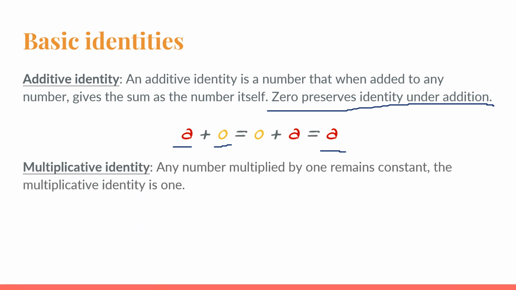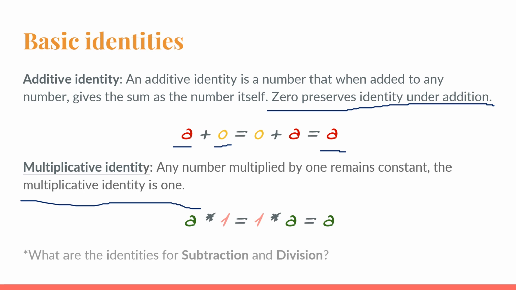Next up, we have the multiplicative identity. Any number multiplied by 1 remains constant. The multiplicative identity is 1. So a, being any number, multiplied by 1 is equal to the number itself. Like for example, 100 times 1 is still equal to 100. Therefore, 1 is the multiplicative identity. So the basic identity of addition is 0, and the basic identity for multiplication is 1. So here's a question for you. What are the identities for subtraction and division?